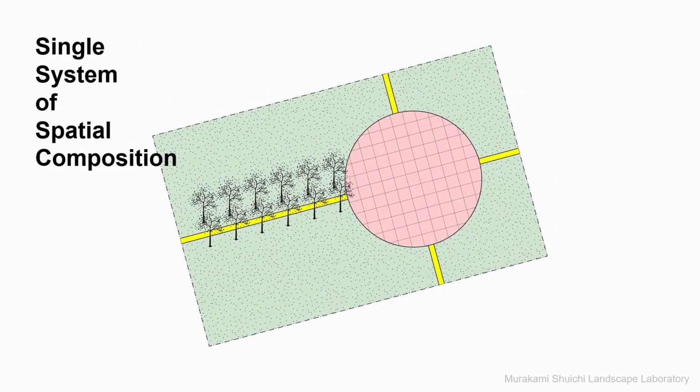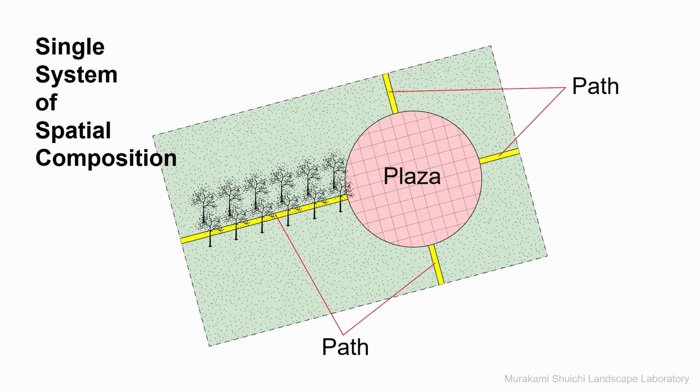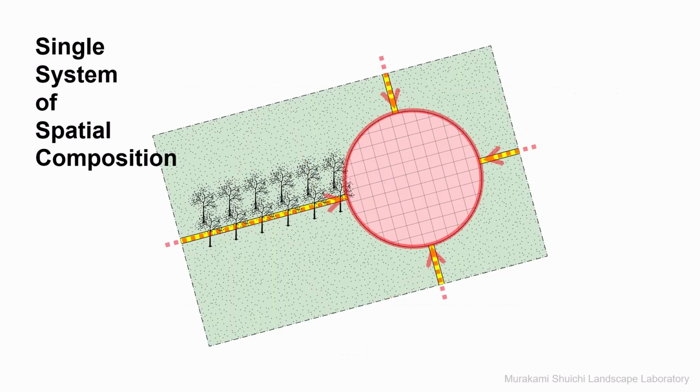Let us look at this space in an axonometric view. A circular plaza is located on the right side of the site. Four passes extend from outside the site towards the plaza. Two rows of six trees are arranged on both sides of the longest path. Here, the location of the plaza determines the direction of the passes, and the trees are arranged in relation to the path.